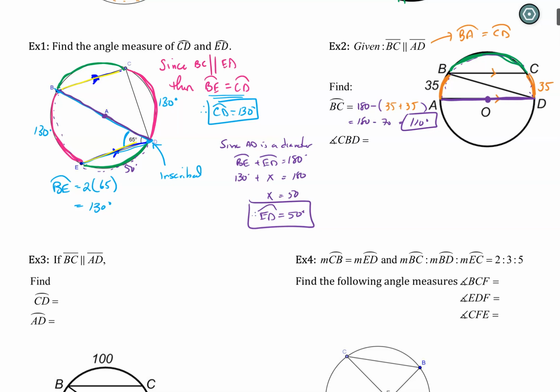So again, it's all about interpreting the information that I look for, seeing what information they give me, and what other things I could get out of the picture or the information provided.